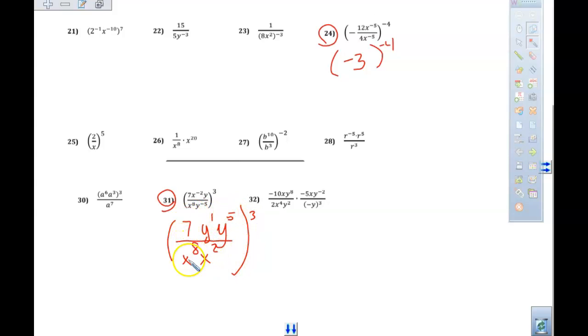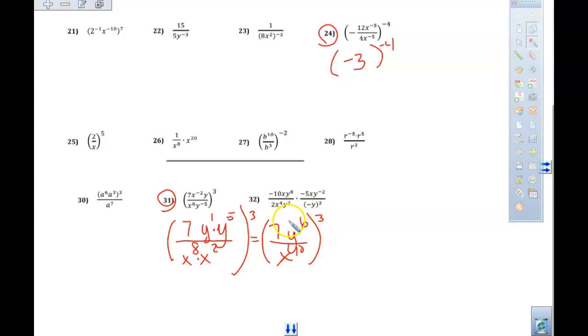So as we are looking at this, I have y to the 1st times y to the 5th. That is going to leave me with 7 y to the 6th. In the denominator, I have x to the 8th times x to the 2nd. When we multiply, we should be doing, Christian, what with our exponents? Adding them. So I'm going to have x to the 10 here. And all of this is to the third power.